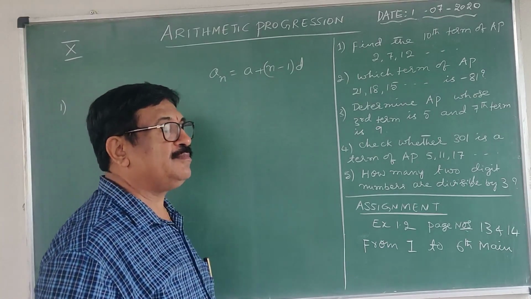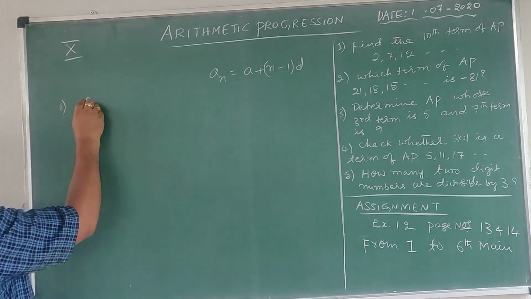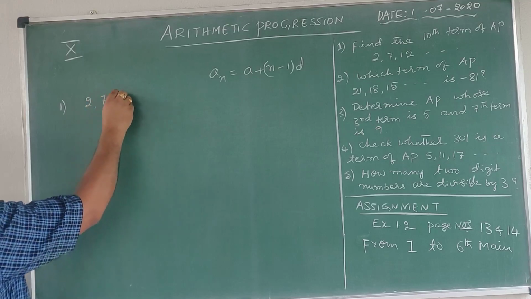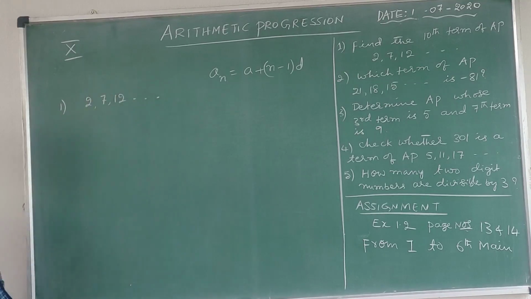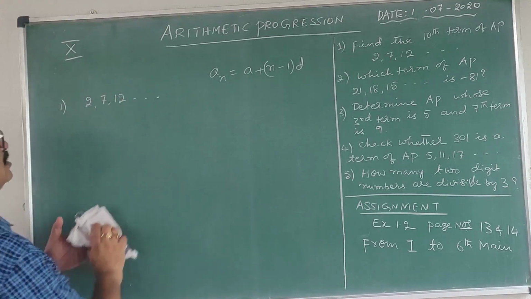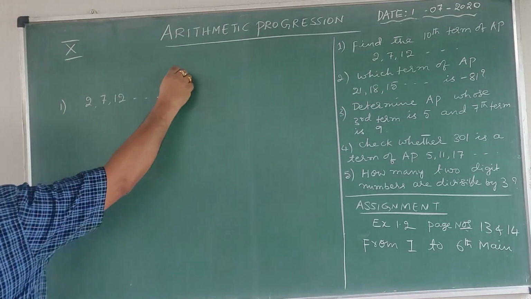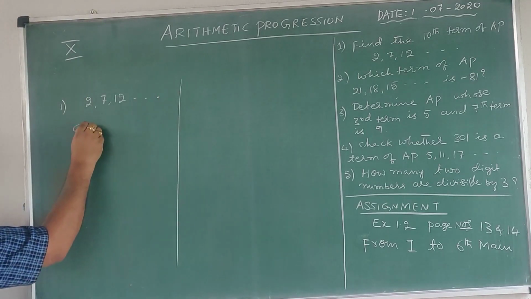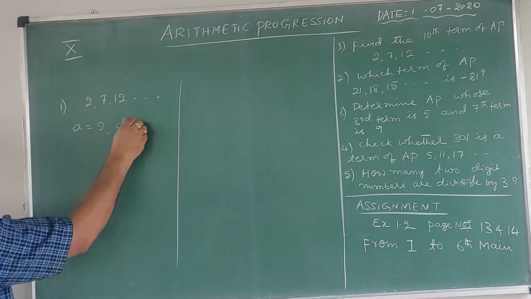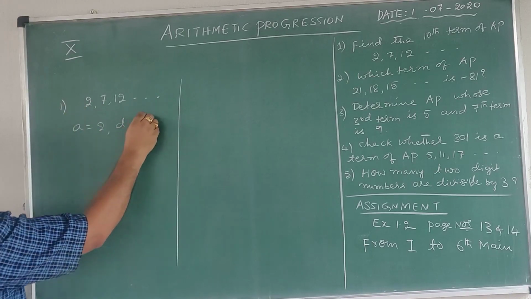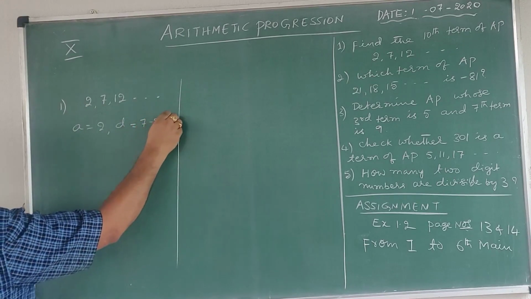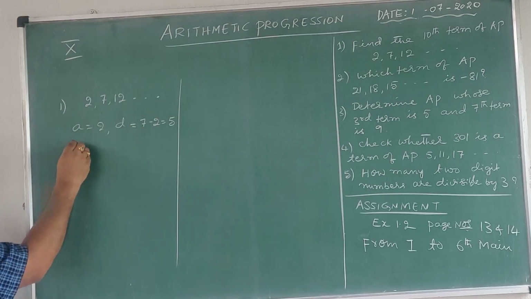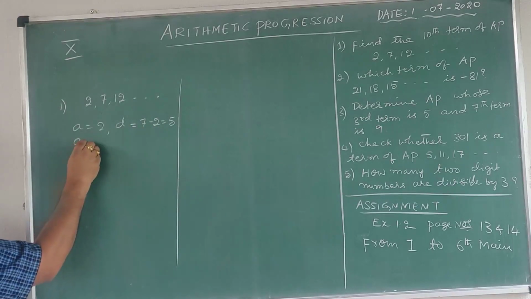Now the first problem. Find the 10th term of the AP 2, 7, 12 and so on. You are asked to find the 10th term. Here I write a equals 2. Common difference is second term minus first term, 7 minus 2, that is 5. And you are asked to find the 10th term, that is a_10.